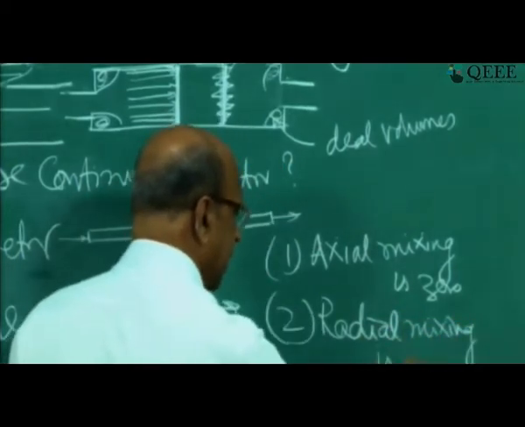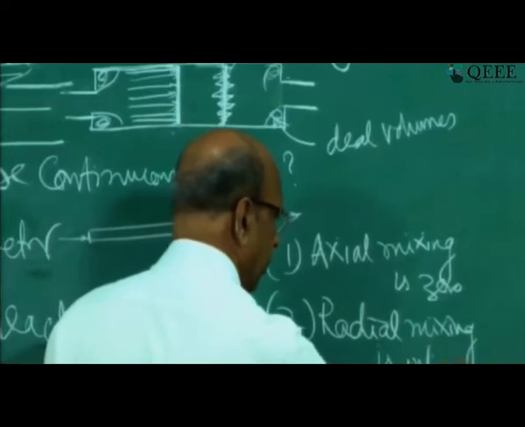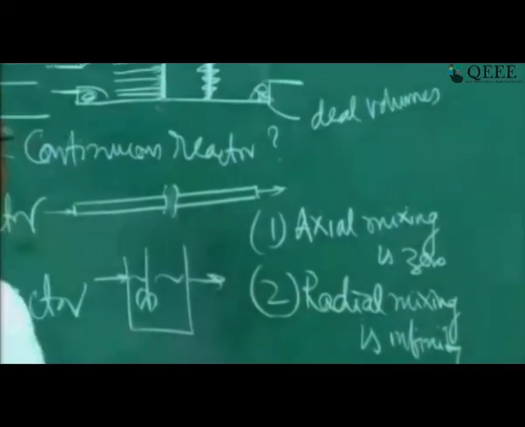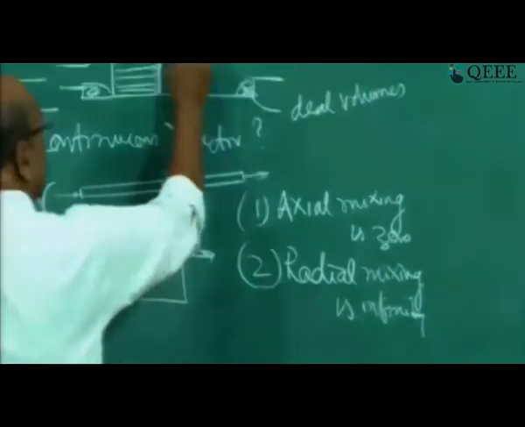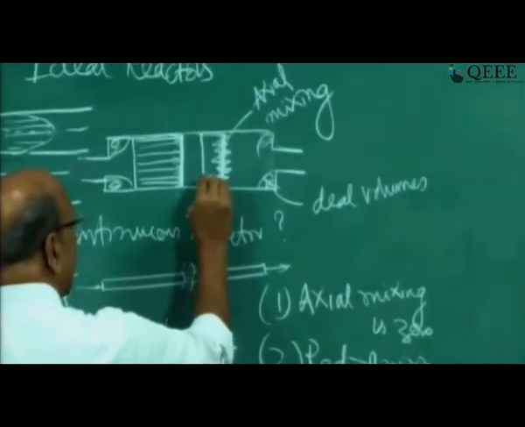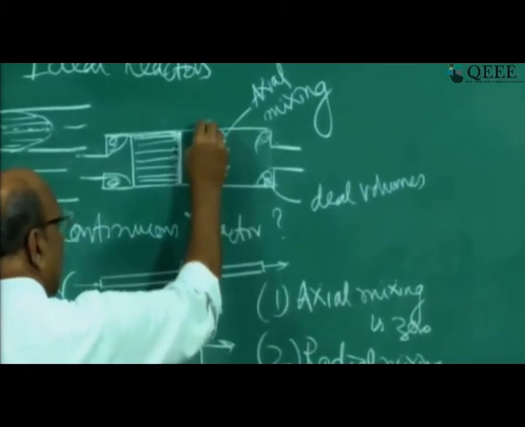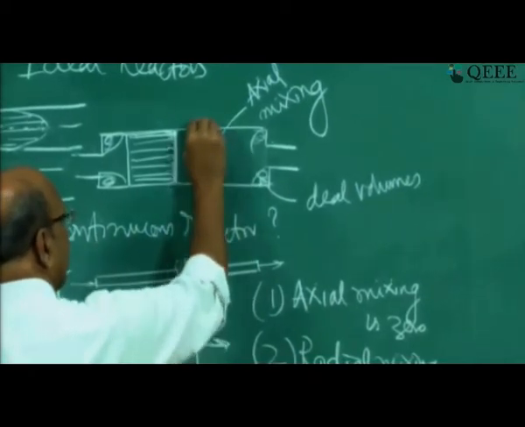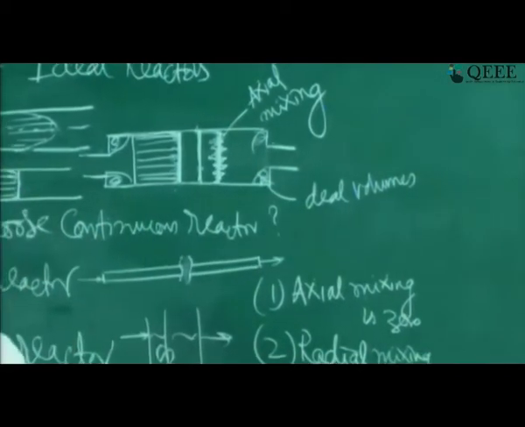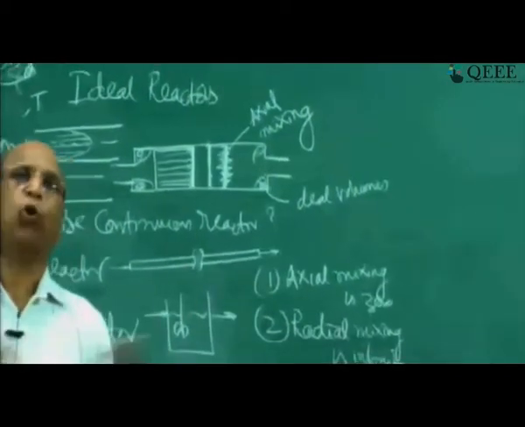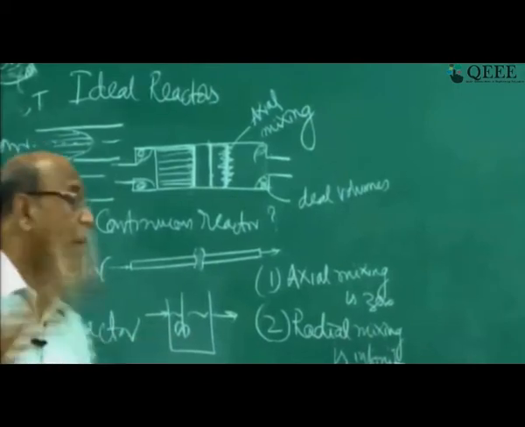Radial mixing is infinity. At this point when I take the concentration here, here, here, here, here, everywhere it is the same. When will you have the same concentration? When you have infinite mixing, good mixing. That is what we are also assuming here.